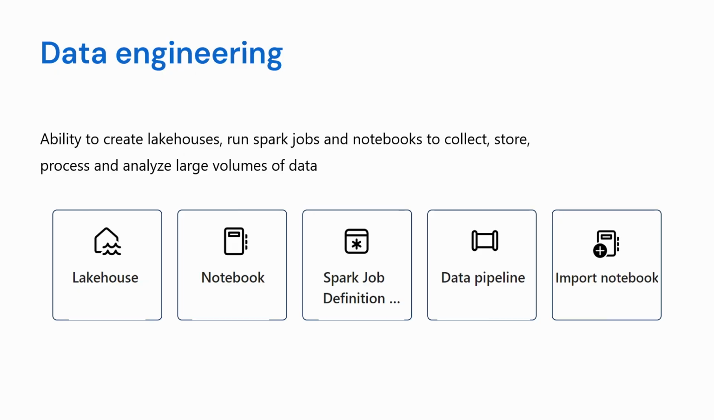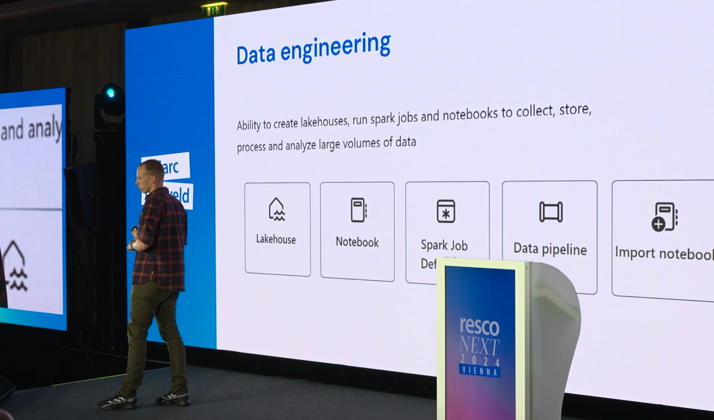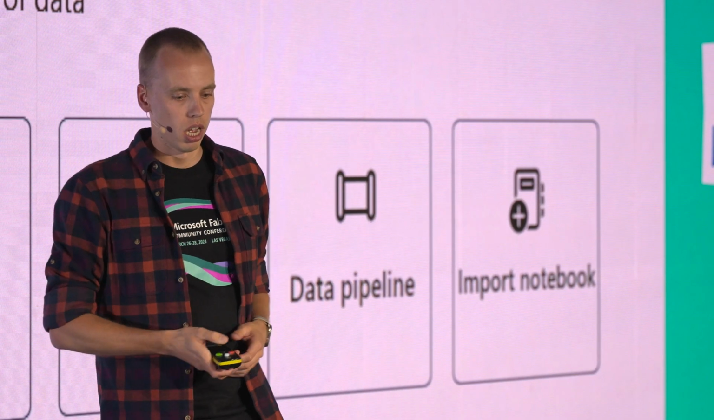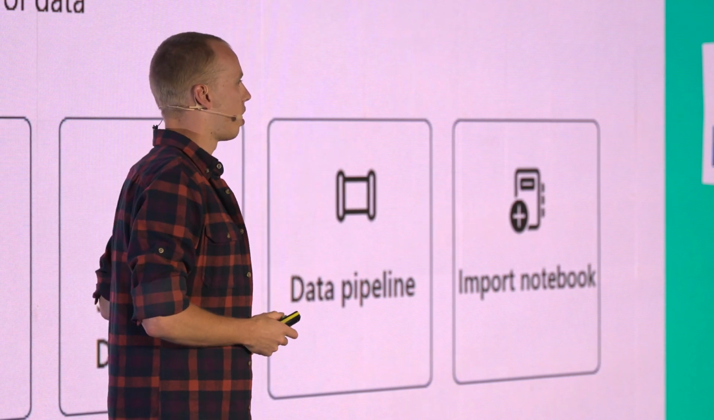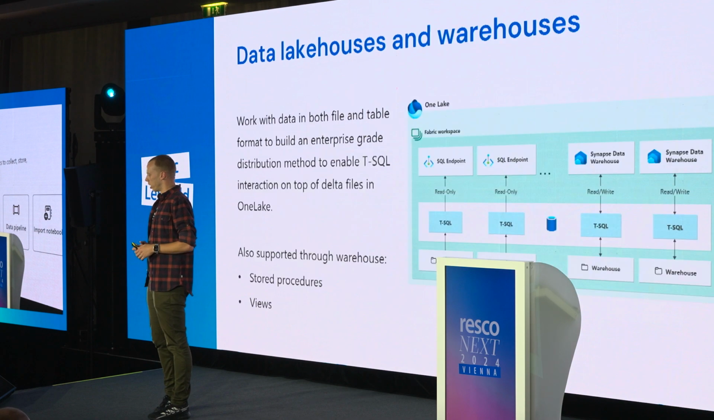Looking at the data engineering aspects, that's where you will do things like building lakehouses. A lakehouse where you typically work in what we call medallion architecture. So you classify your data based on how rich and how mature your data is. So we work with bronze, silver, and gold layers. Transformations with notebooks and Spark jobs, pipelines to do the heavy lifting and bulk data copy, or import notebooks if you already made them anywhere else, like Databricks or Synapse before.